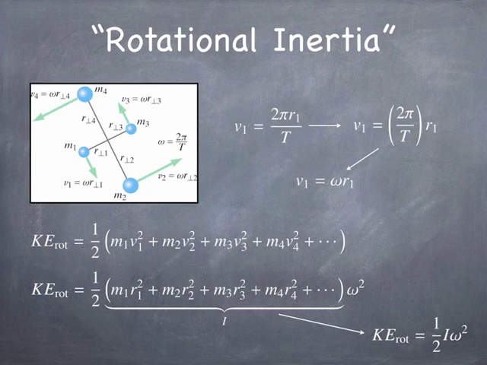The rotational kinetic energy is nothing other than 1/2 times the rotational inertia times omega squared. Notice the similarity with the translational kinetic energy, which is 1/2 times the total mass times the translational velocity of the center of mass squared. Here we have the rotational angular velocity of the system about the center of mass squared.